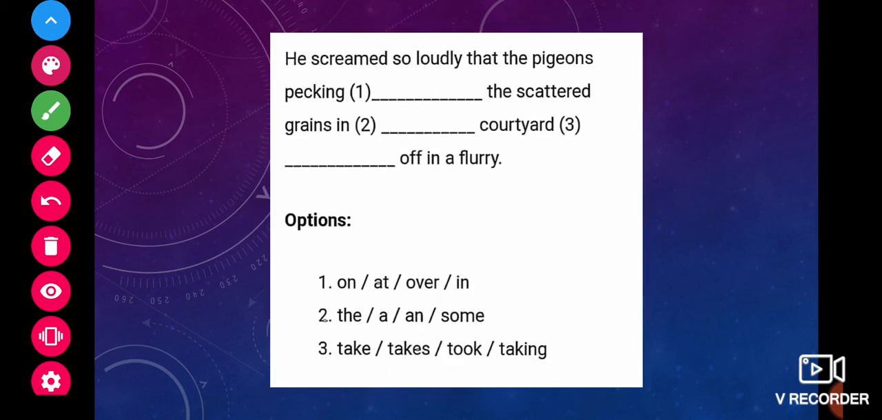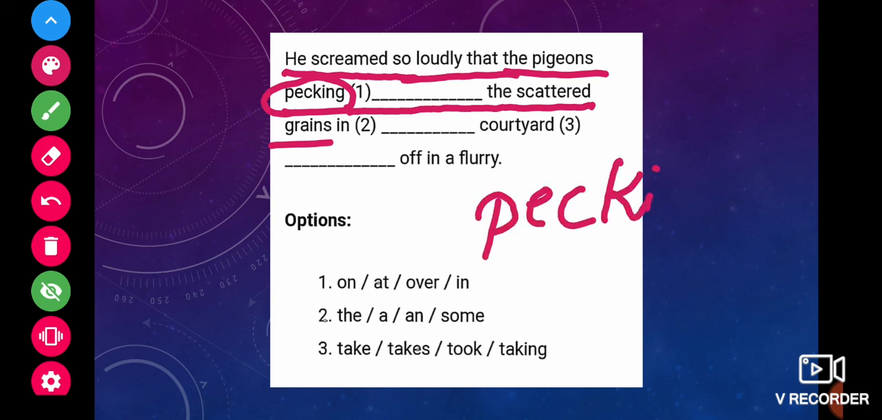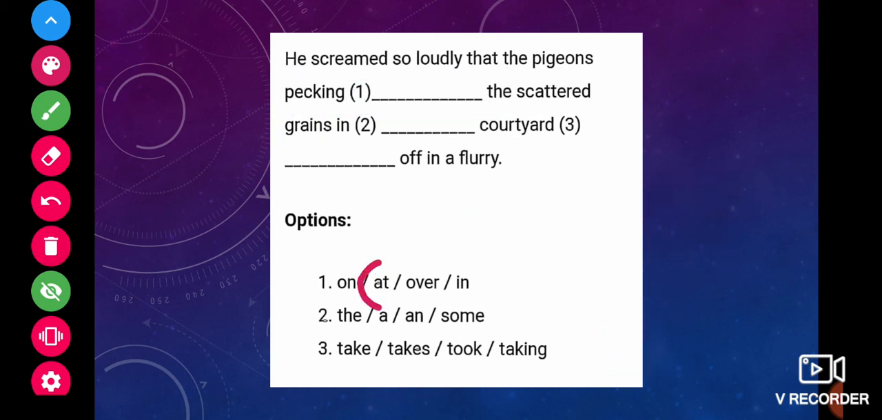Let us move to the next question. "He screamed so loudly that the pigeons pecking dash the scattered grains." Now here the pigeons are feeding on scattered grains. So whenever you come across the word pecking, always remember that pecking is always accompanied by at. So pecking at is the correct answer. So at will be the answer for the first blank.